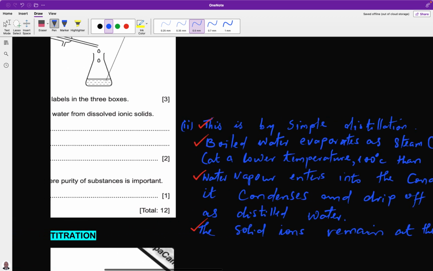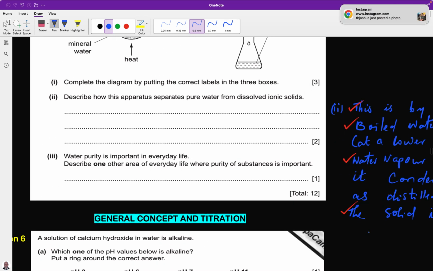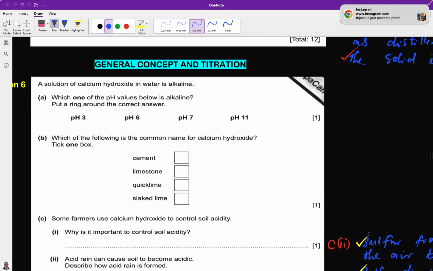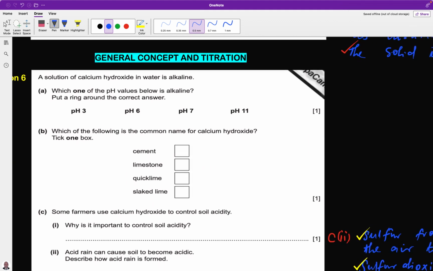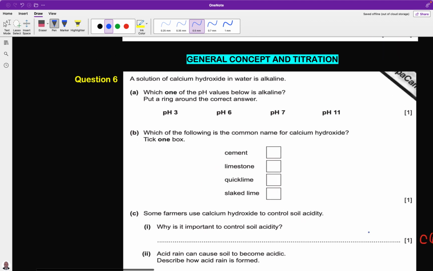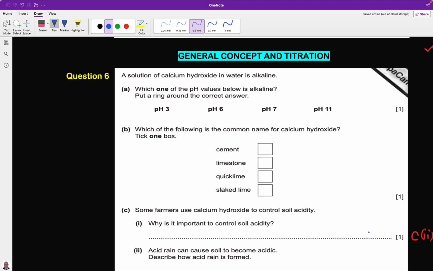So we are now going to the general concept and titration. That is question number 6. A solution of calcium hydroxide in water is alkaline. Which one of the pH values below is alkaline? Put a ring around the correct answer.